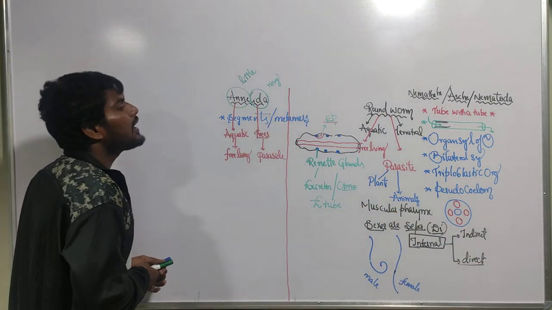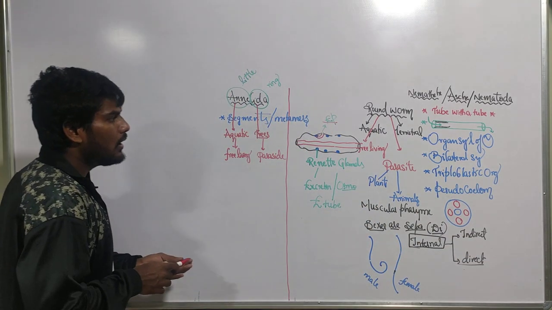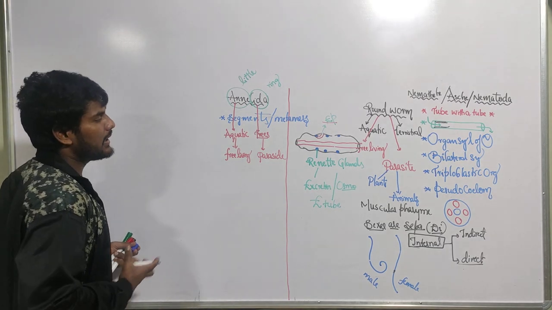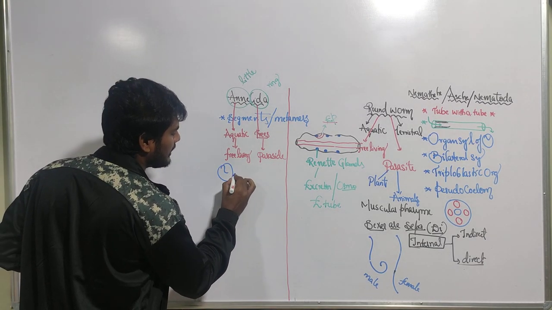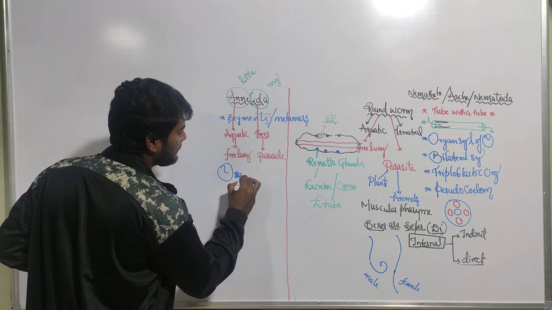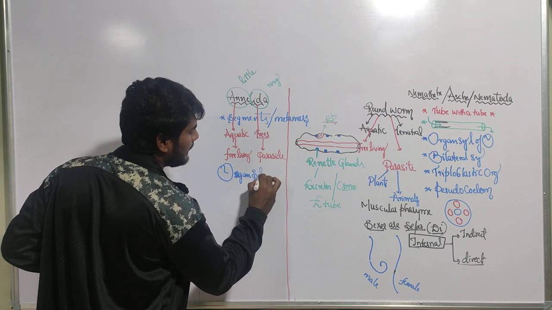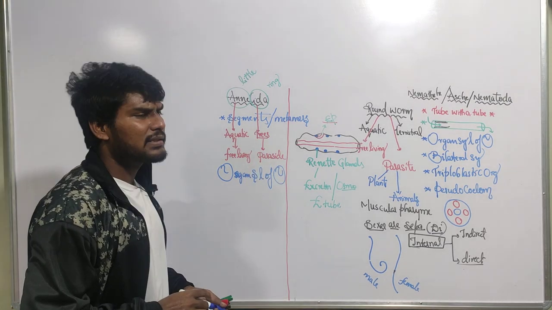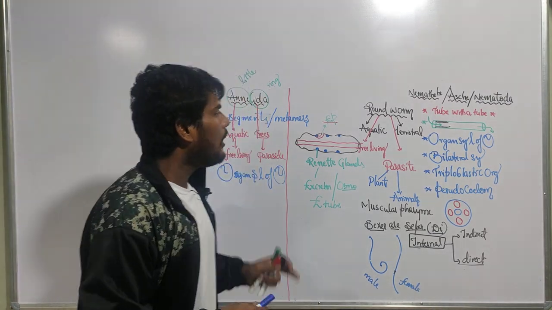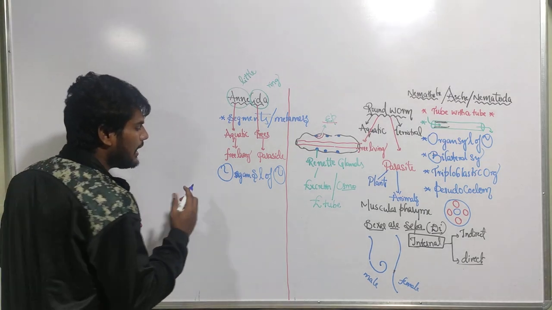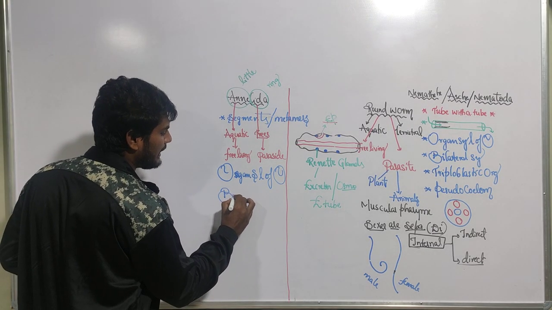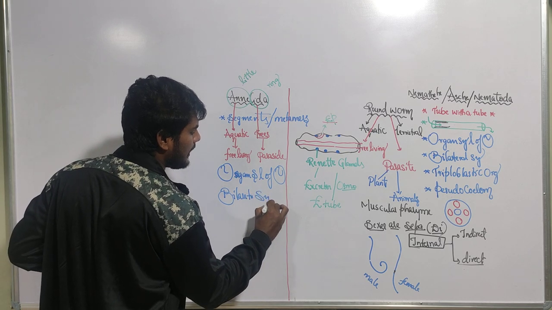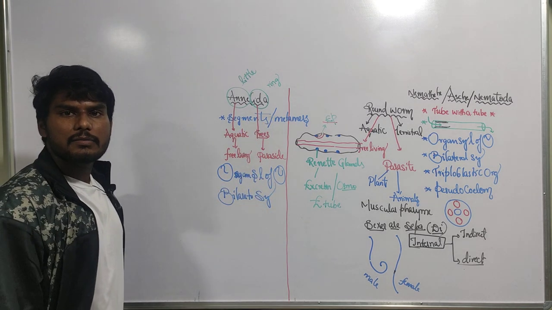Next, come to the common points that you have known. These organisms show which level of organization? They show the organ system level of organization without any doubt. From Aschelminthes up to chordates, all show the organ system level of organization. And what type of symmetry? Bilateral symmetry, where the organism can be cut into two equal halves.